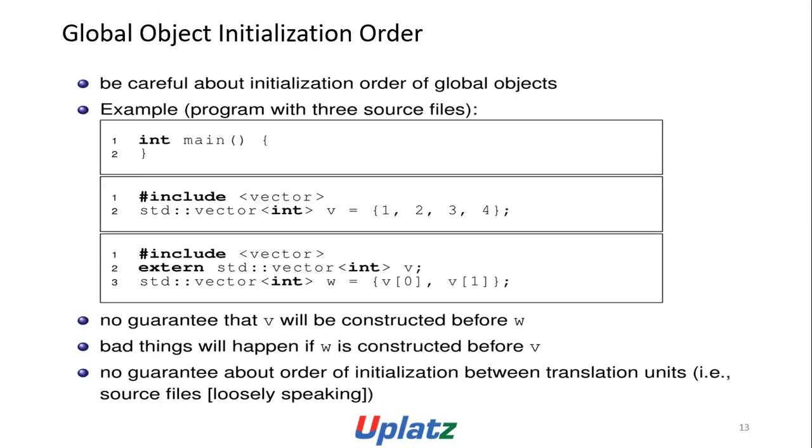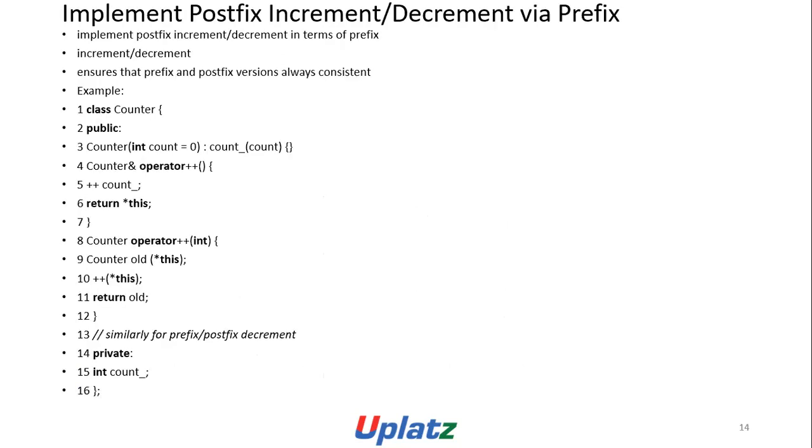Global object initialization order. Be careful about initialization of global objects. Example, a program with 3 source files. In the first, int main, #include <vector>, std::vector<int> v = {1, 2, 3, 4}. In the second, #include <vector>, extern std::vector<int> v, std::vector<int> w = {v[0], v[1]}. There is no guarantee that v will be constructed before w. Bad things will happen if w is constructed before v. There is no guarantee about order of initialization between translation units, that is, source files, loosely speaking.